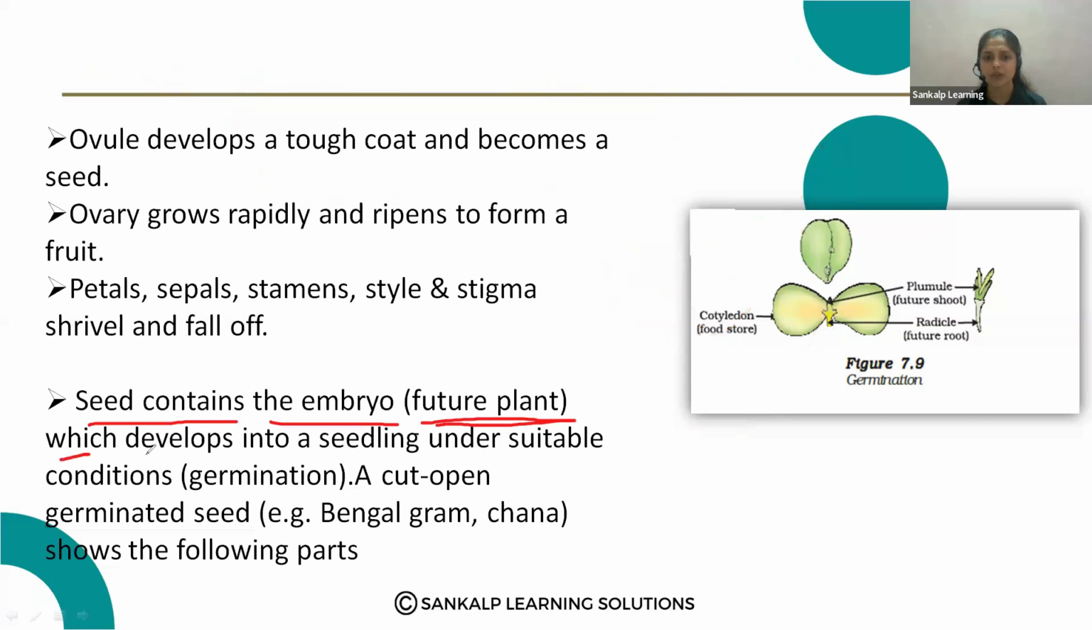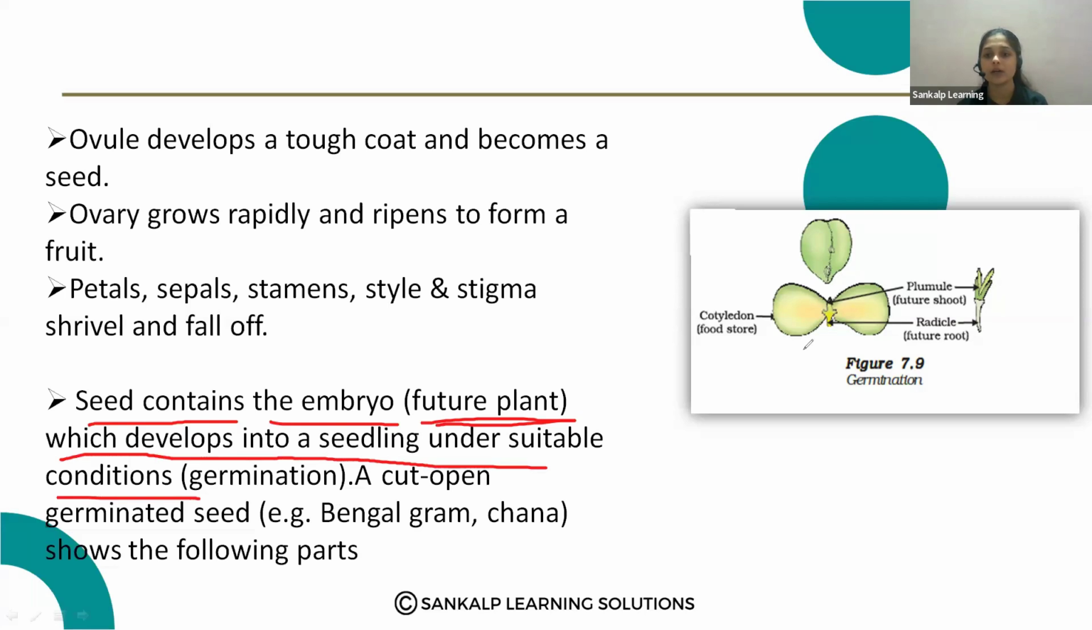It develops into a seedling under suitable conditions. Seedling means the seed develops into a seedling when suitable conditions are available. Water, moisture, temperature, when suitable conditions are available, it develops into a new plant. So the seeds, which contain the embryo, will develop into a new plant.